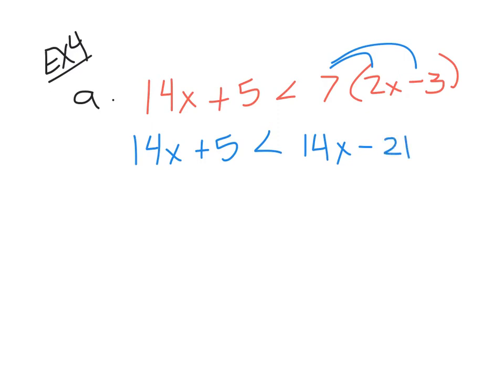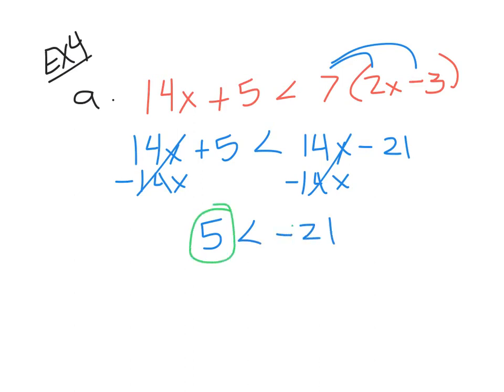Then we got to get the like terms. So we're going to move the 14x to one side. So minus 14x, minus 14x. Now you notice these cancel on both sides. So I'm left with 5 is less than negative 21. Can 5 be less than a negative number? No, this is a whole number. So this is one example of where you would say no solution.